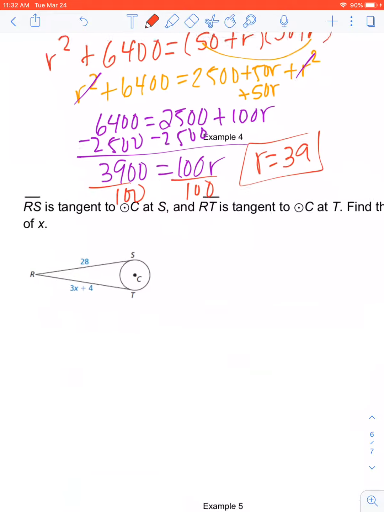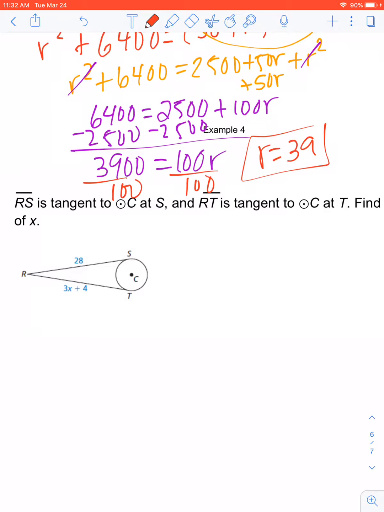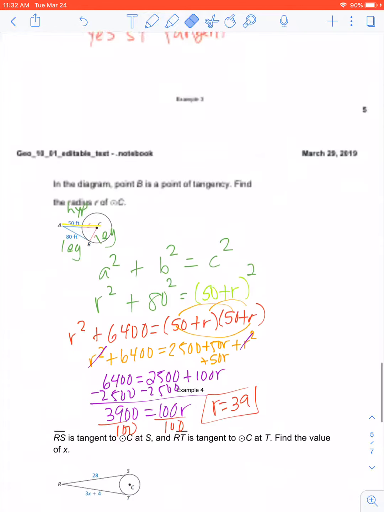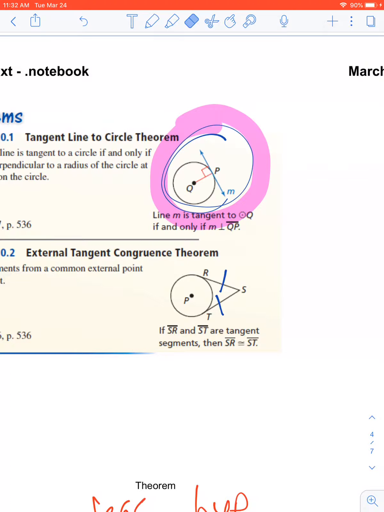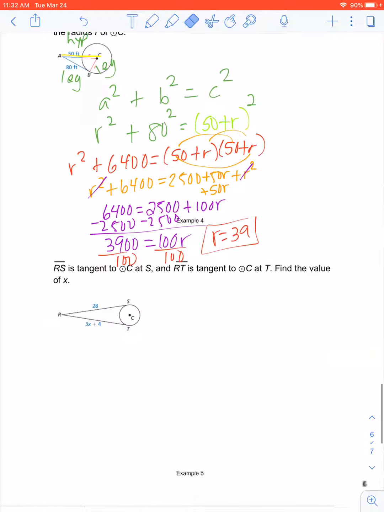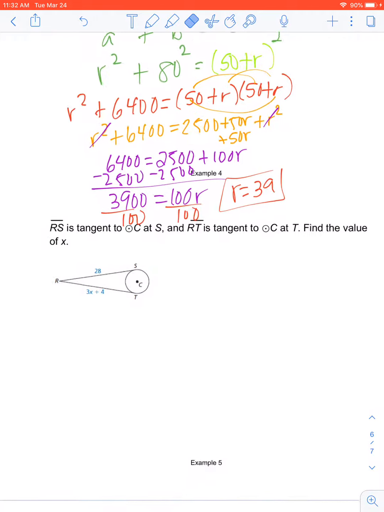All right, here we go. RS is tangent to circle C at S, and RT is tangent to circle C at T. Find X. All right, we learned in a previous theorem that if I have a point that is tangent to the circle, those two segments have to be the same. So this is what I mean. These are usually the easier problems.